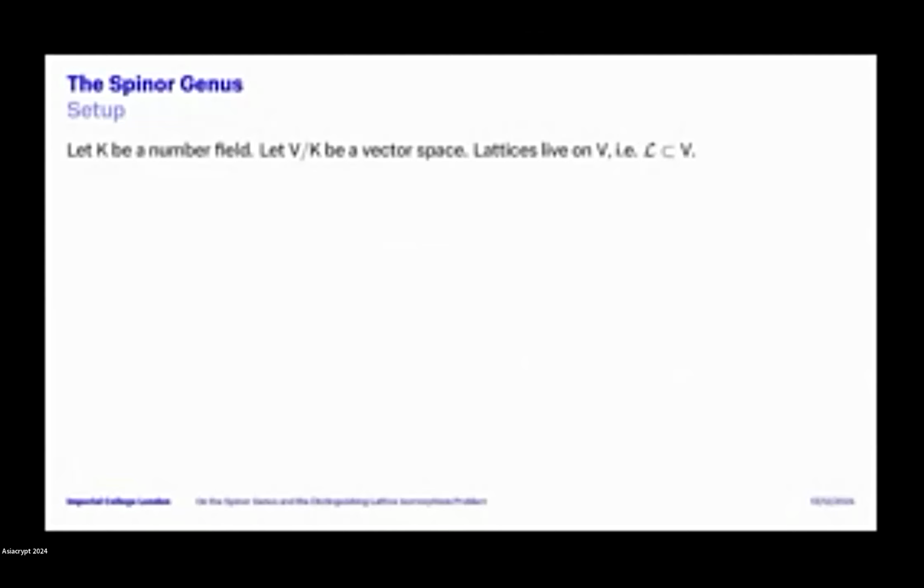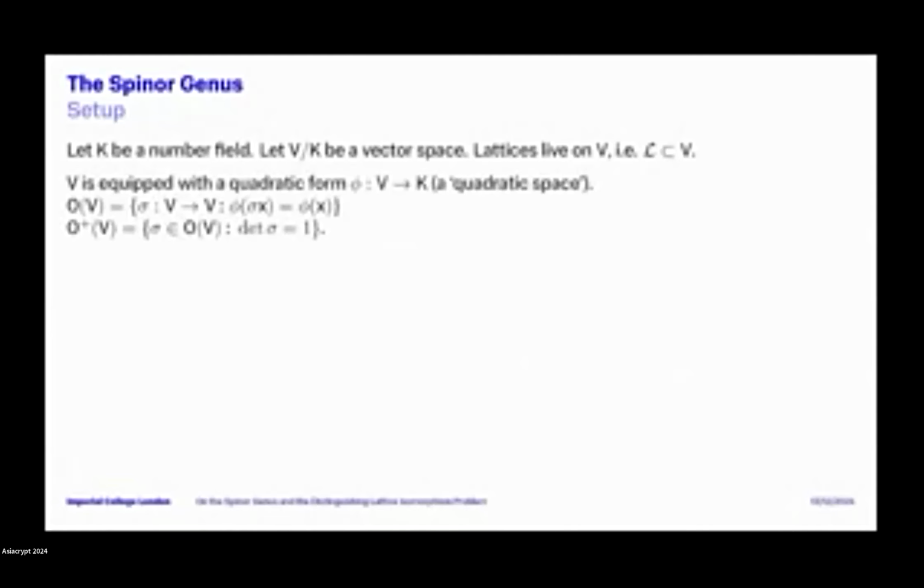So let's define the spinor genus. Here is our setup. Let K be a number field and take V to be a vector space over K, and we'll take our lattices to live in this vector space. A vector space equipped with a quadratic form phi is called a quadratic space. This form maps from V to the underlying field K, and we can define the orthogonal groups on this vector space. So the orthogonal group of V will be the set of linear transformations from V to V such that phi is preserved under transforming its argument by this transformation. So phi of sigma x equals phi of x, and this group contains a subgroup O plus of V, which is the determinant 1 elements of the orthogonal group.